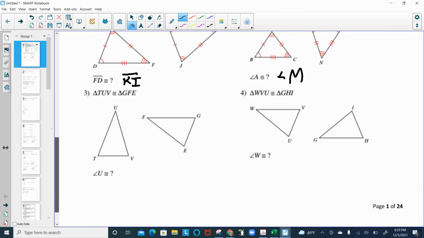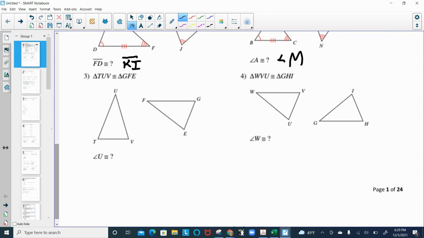Now in 3 and 4, the problem with the triangles that you see is that they do not have any markings. So you might be thinking, well, we can't do that. However, I'm here to tell you that you can, simply by using, and I drew instead of highlighted, simply by using the congruent statement.